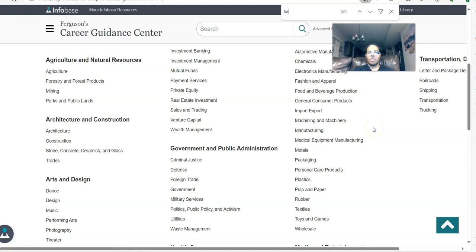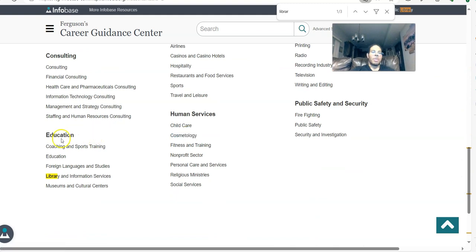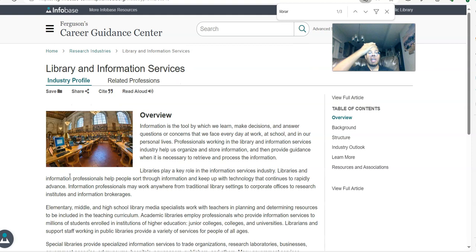Within, I think librarianship is somewhere. Is it? Within education, you will see the library and information services. Let's just go ahead and go there so that you can see what's being said about this and what's being said about us.